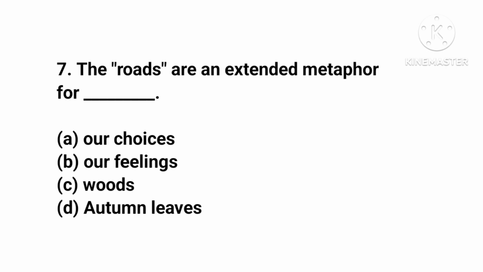Now number 7. The roads are an extended metaphor for dash. Option A are choices. Option B are feelings. Option C, woods. Or option D, autumn leaves. So what does roads represent in the poem? Beautiful! The roads are an extended metaphor for our choices.